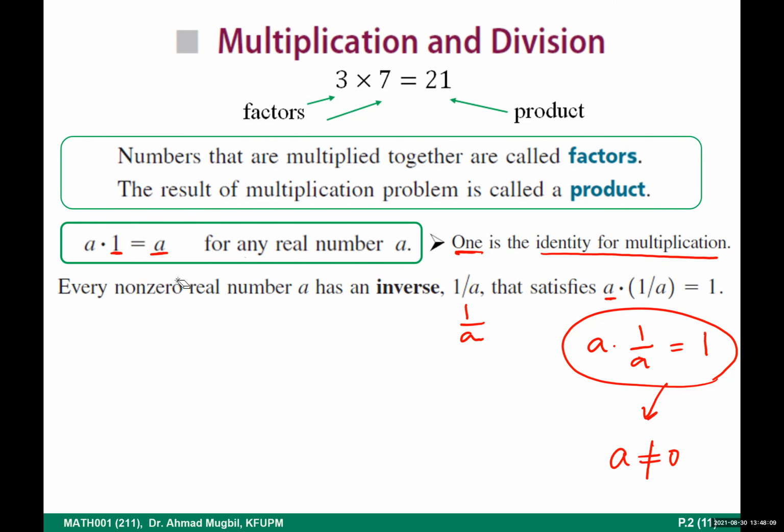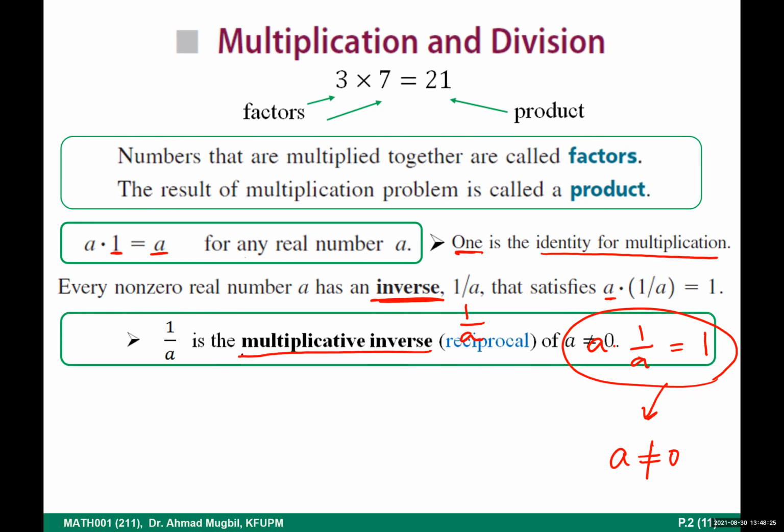This is exactly what they said here. Without this, it is not true. If they said every real number a has an inverse, it is not true. It is in fact every non-zero number. And by inverse here, we mean the multiplicative inverse, not the additive. There is another name for the multiplicative inverse, the reciprocal. So this is the reciprocal of a.